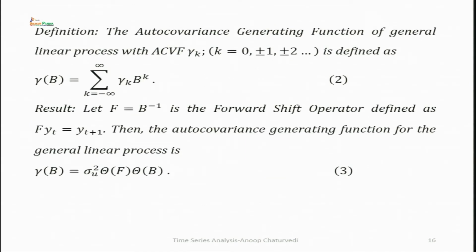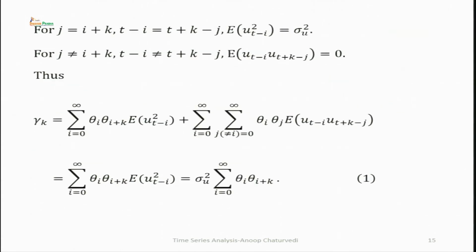Then from here you can also obtain the autocorrelation function for the general linear process. And then what happens for k equal to 0? You get the variance of the process. So, variance of the process is, for k equal to 0, sigma square u summation i equal to 0 to infinity theta_i square. So, you have the autocovariance, you have the variance. So, you can easily obtain the autocorrelation function.